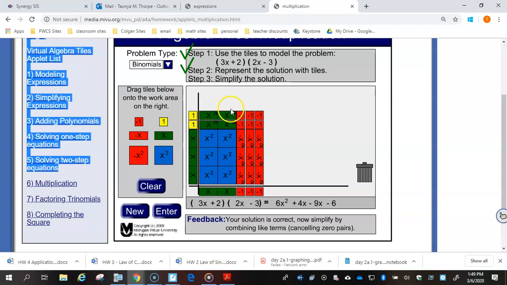So in this case, we have positives and negatives. So anytime we have positives and negatives, they cancel.